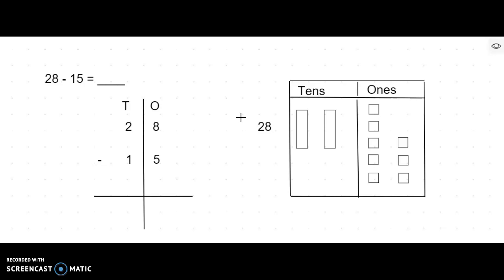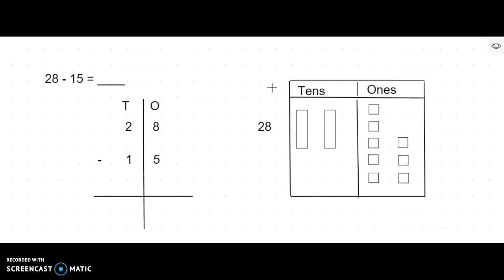So we're starting with two-digit subtraction without regrouping. Our problem is going to be 28 minus 15. And I've already set it up vertically for us. So I have my tens and ones broken up so I don't confuse them. 28 minus 15. And I have my place value chart set up. And you might be noticing a little bit of a difference this week.